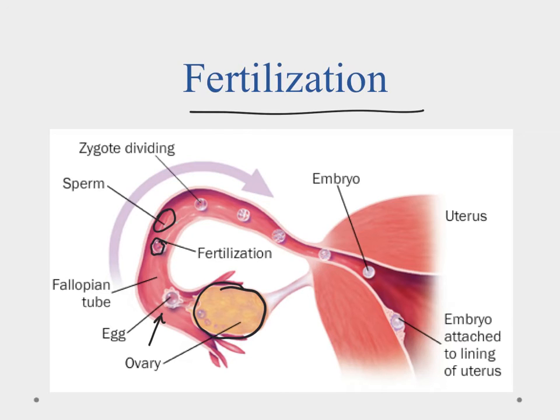Then we have what we call a zygote, and that zygote is a fertilized egg. It starts to divide as it travels down the fallopian tube, becoming an embryo. When it reaches the uterus as an embryo, it will attach there, and that's where the process of development then occurs.